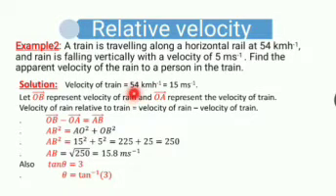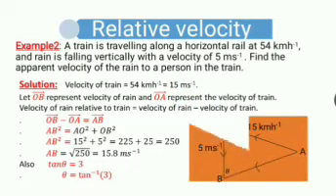So 54,000 divided by 3,600. You can see that the answer is 15. That is where we get 15 meters per second. Is that okay? Now, let's look at the diagram.